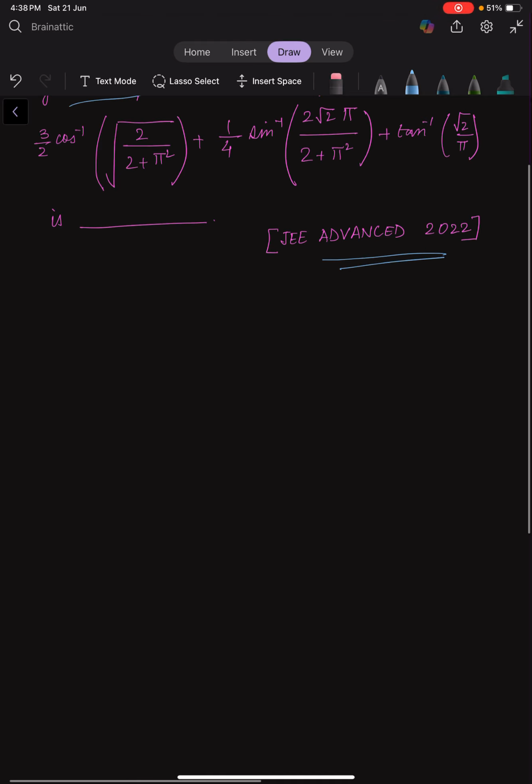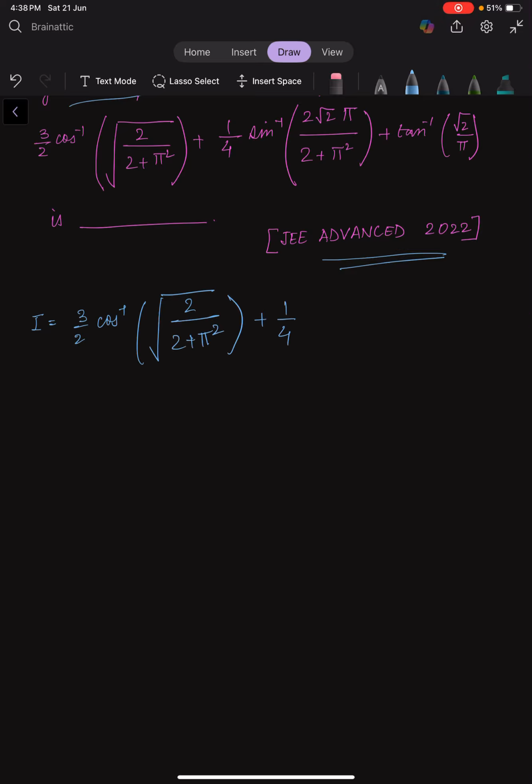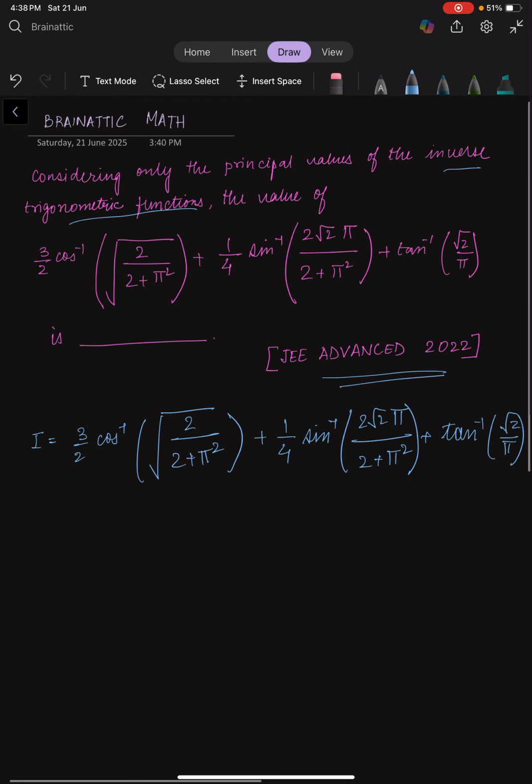So the question, we are given I is equal to 3 by 2 cos inverse under root 2 by 2 plus pi square, plus 1 by 4 sine inverse 2 root 2 pi by 2 plus pi square, and finally the third expression, tan inverse root 2 by pi. Now one thing to note here is that we have to only consider the principal values.